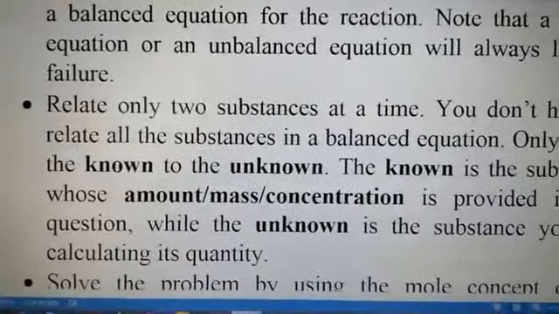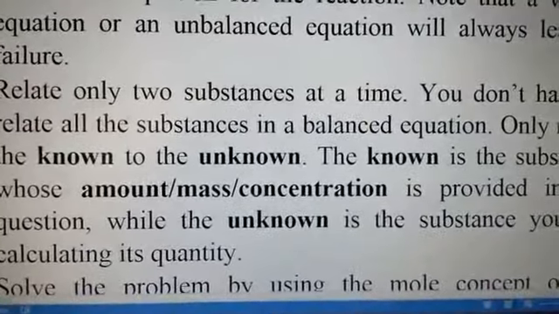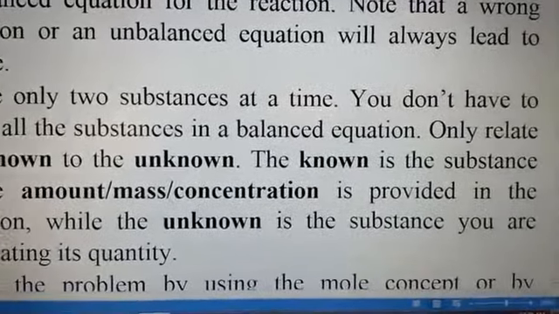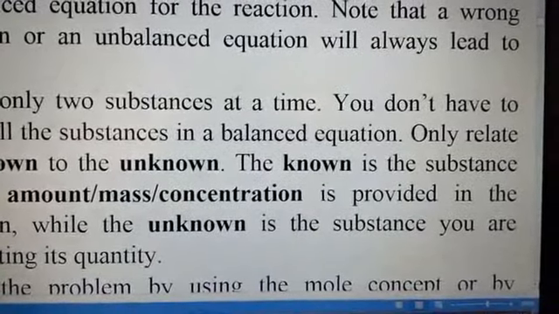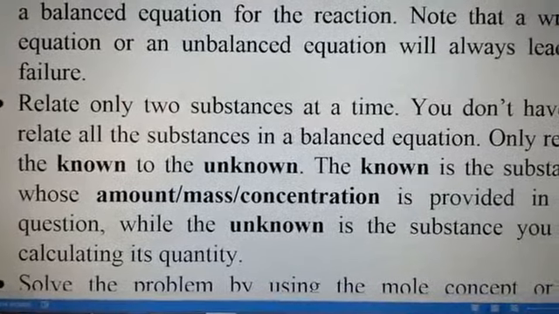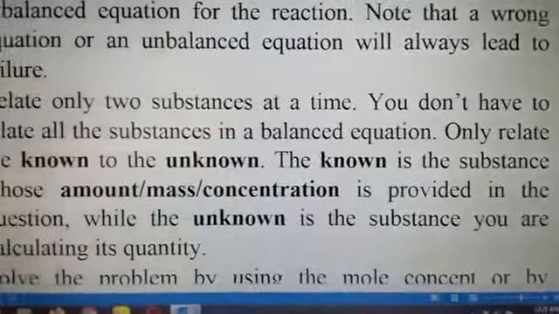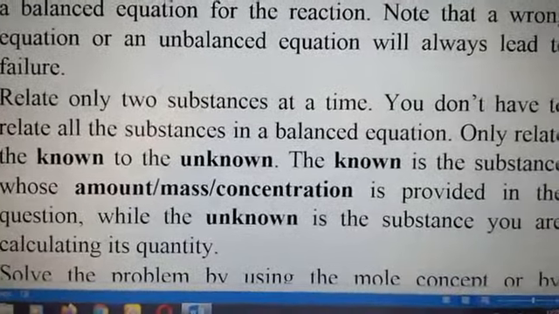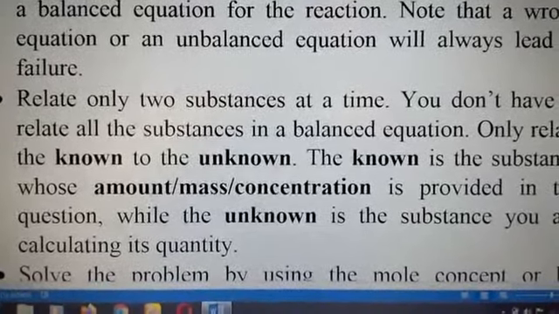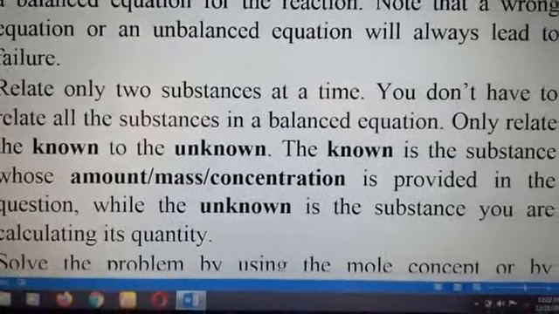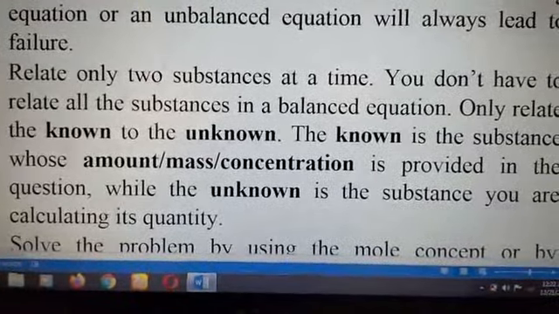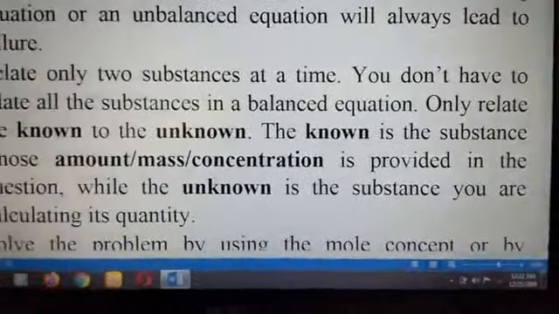Only relate the known to the unknown. What do I mean by the known? The known substance is the substance whose value is given to you. The value given could be an amount, mass, or concentration provided in the question. That is called the known, because you know the quantity given about that substance. While the unknown is the substance whose quantity you are calculating, whether its mass, its volume, or its concentration.